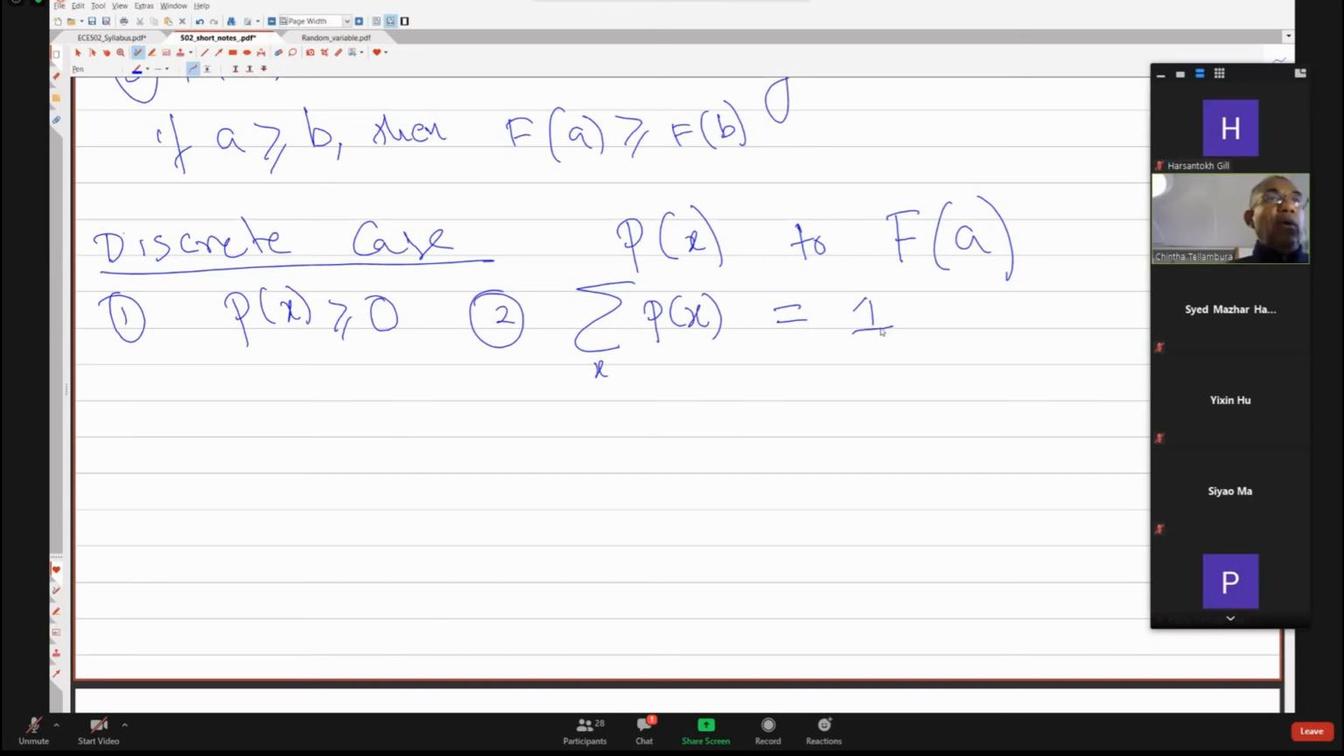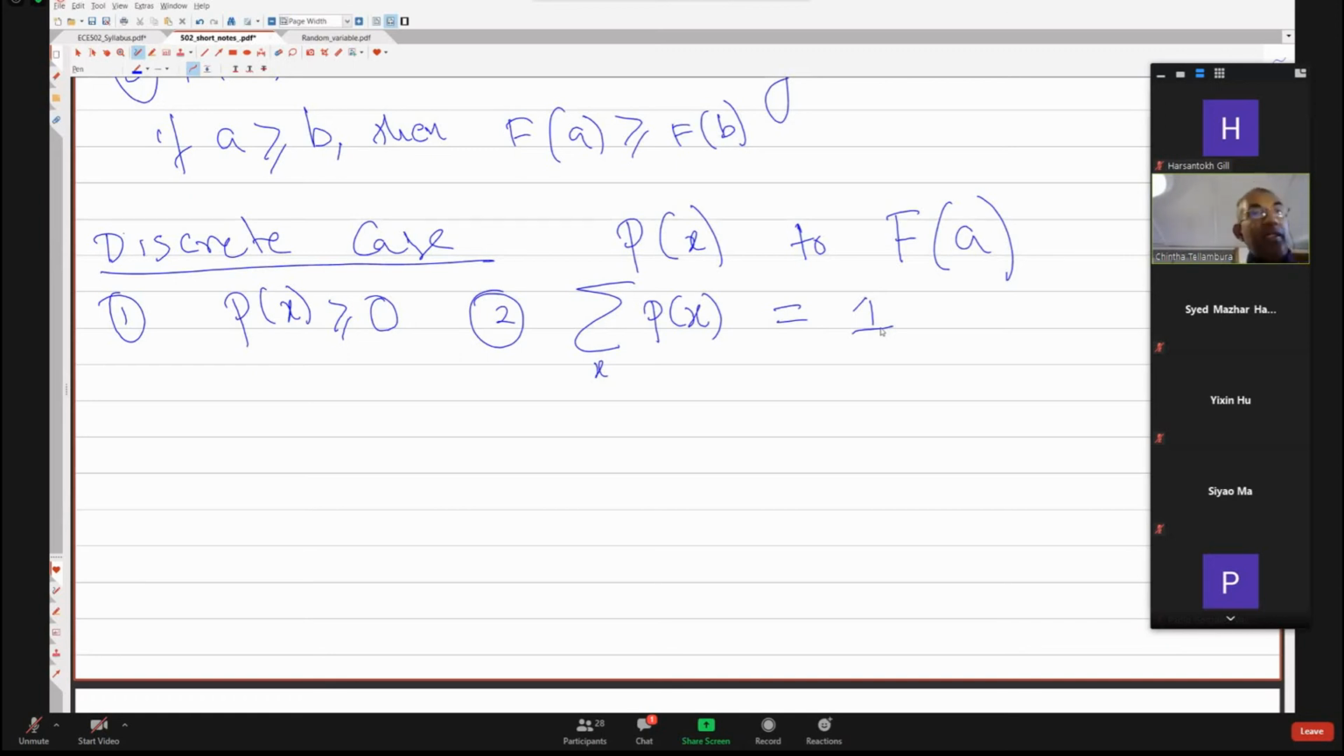It means if you conduct the whole random experiment, you're going to see one of the outcomes. That's what it means, right? The sum of the probabilities of all the different outcomes is equal to 1. So these are two basic facts.